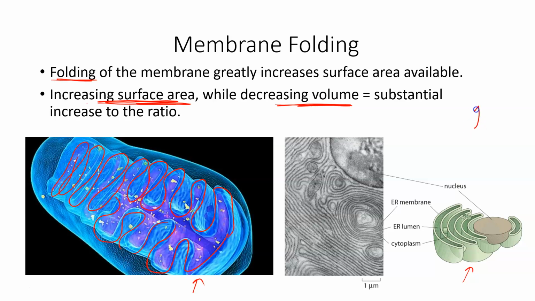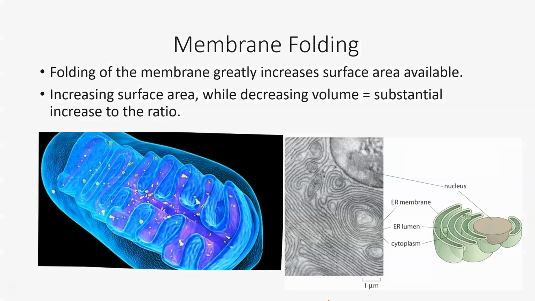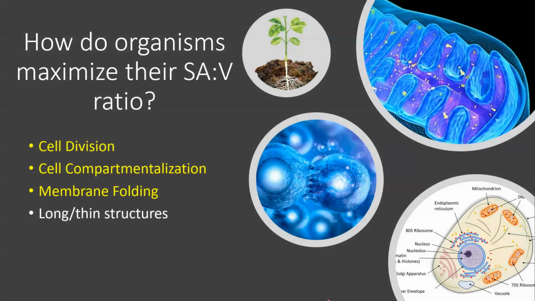And you know that if you can increase surface area while simultaneously decreasing volume, it only leads to a greater overall ratio. Okay? So, fold your membranes, increase the surface area, decrease volume, and you get a substantial increase to the ratio. Really, really important for cellular efficiency. So that was membrane folding.